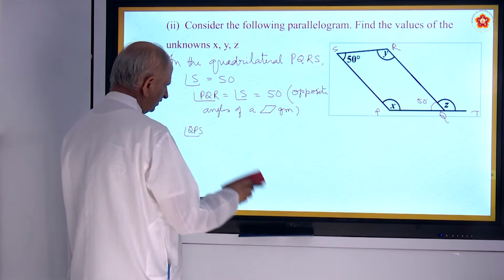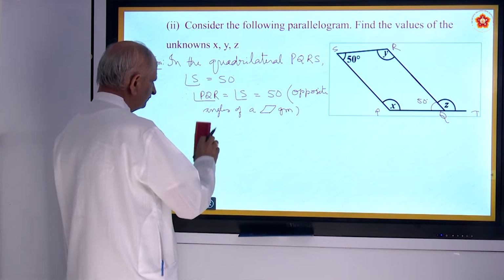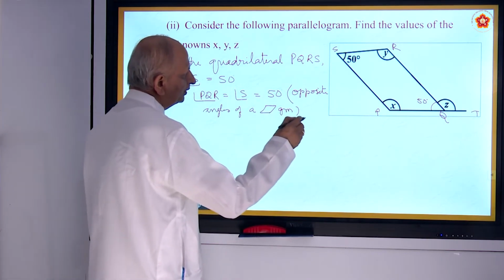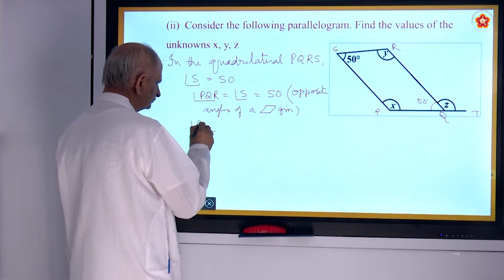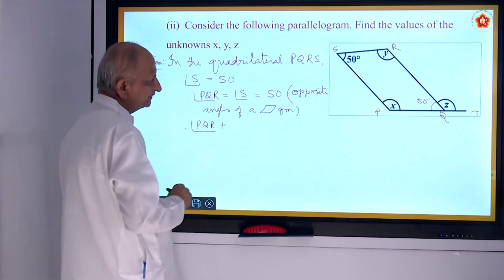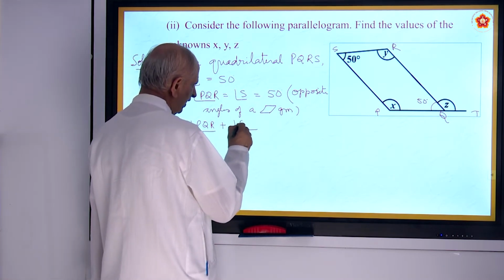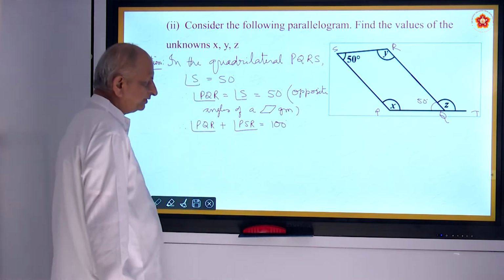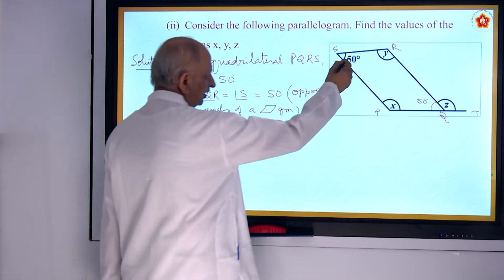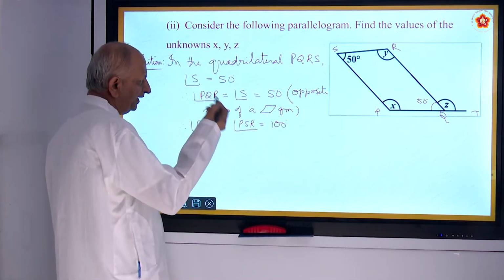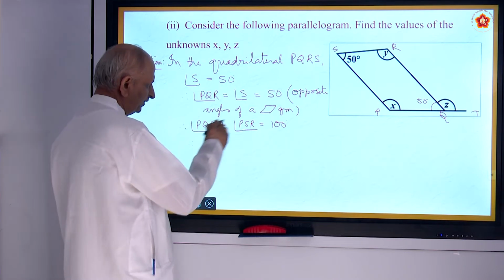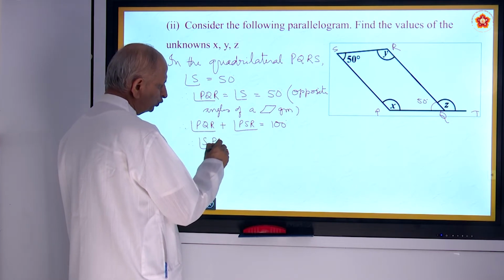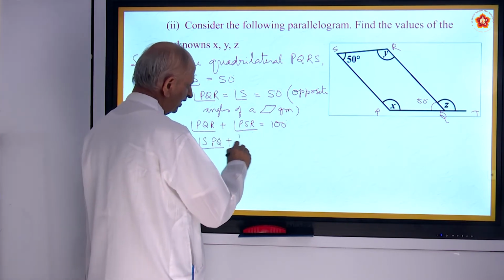Now, first we will write what we have done just now, that is, therefore, angle PQR plus PSR is equal to 100 degrees, that you have to write first. So, sum of these two is 100 degrees, and how to find the next two? So, with that result we can write angle SPQ plus SRQ.